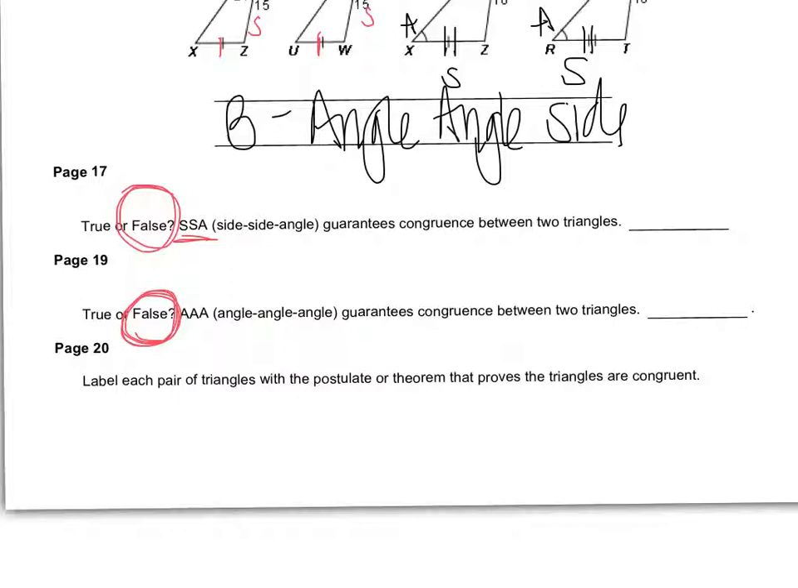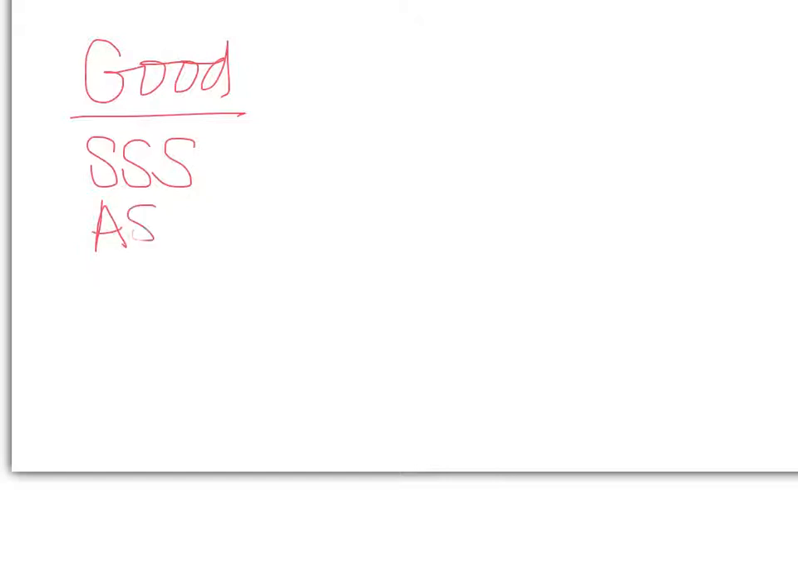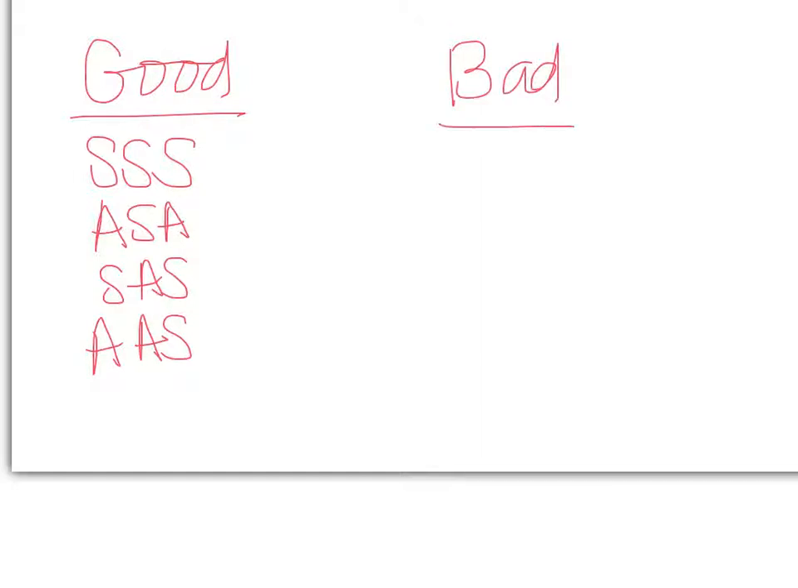So here's our 4 postulates. We're going to list them on the next page. Find some space. Here's our 4 good ones. We have the side, side, side. We have the angle, side, angle. We have side, angle, side, and angle, angle, side. The bad ones, these are the ones that are not actually going to work, is the side, side, angle, and the angle, angle, angle. The good ones determine congruence, the bad ones do not.